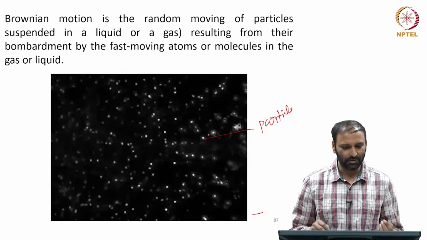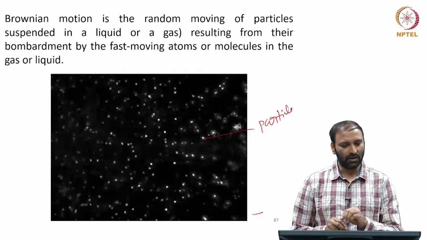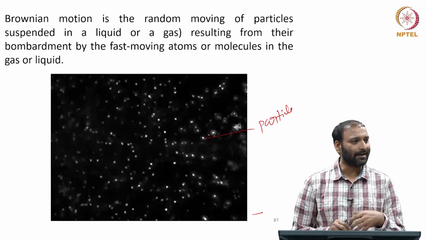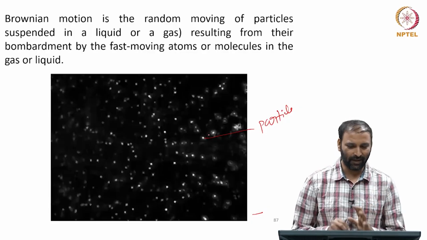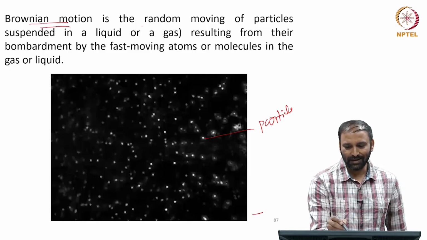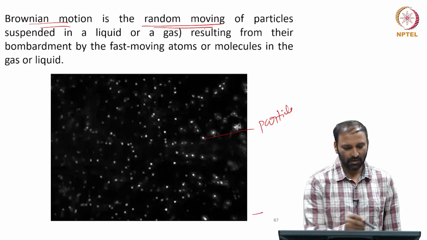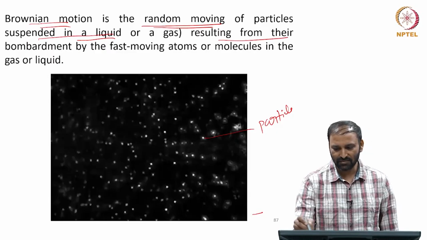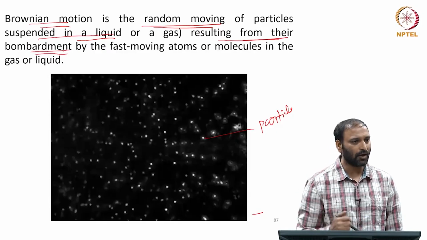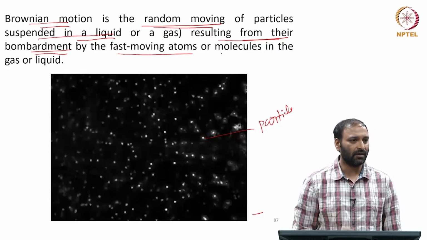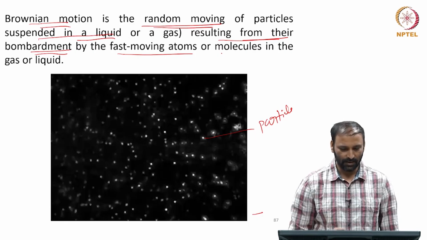It's a chaotic motion, and that motion comes about because you have these particles embedded in a fluid, and these fluid molecules are constantly hitting or bombarding the particles. That is what is called Brownian motion. Brownian motion is a random movement of particles suspended in a fluid, it could be a liquid or a gas, and that results from the constant bombardment by atoms or molecules in the continuous medium.